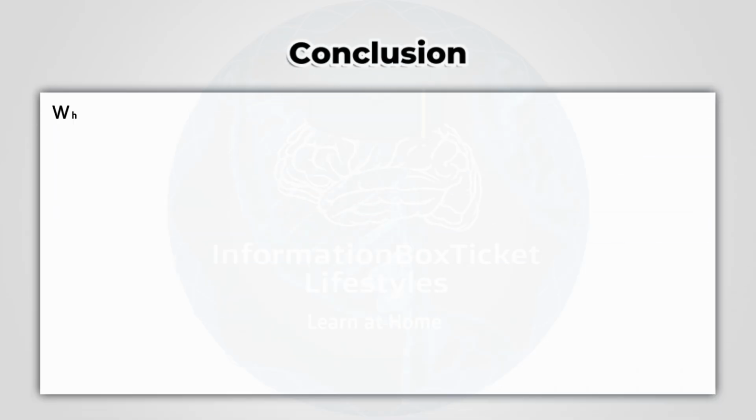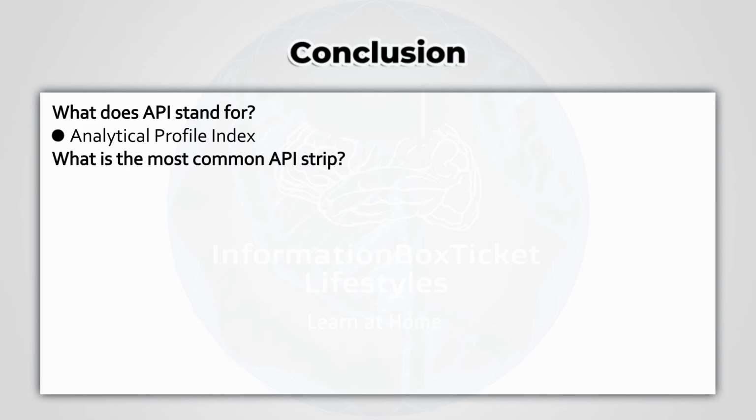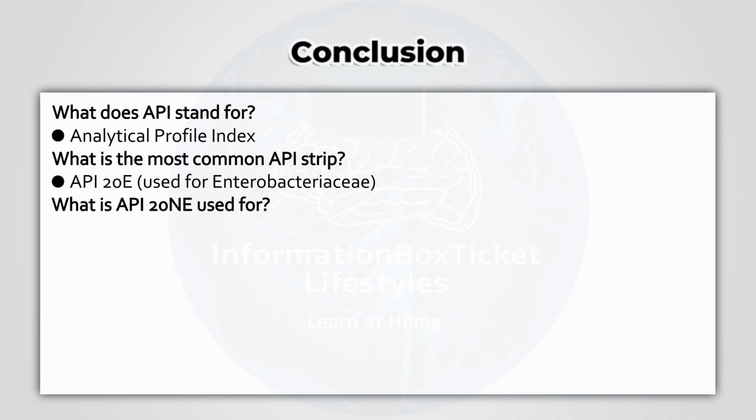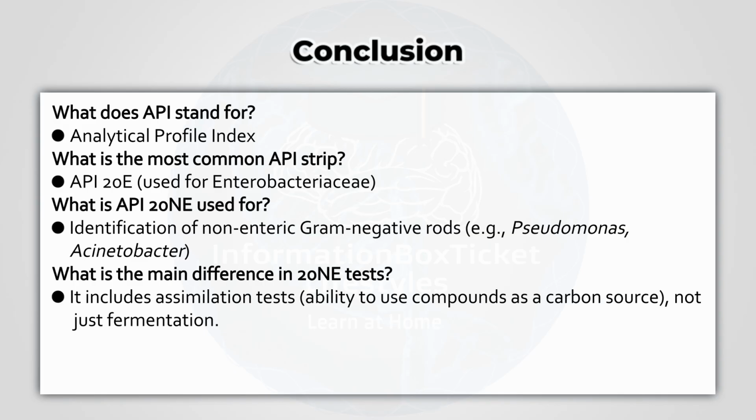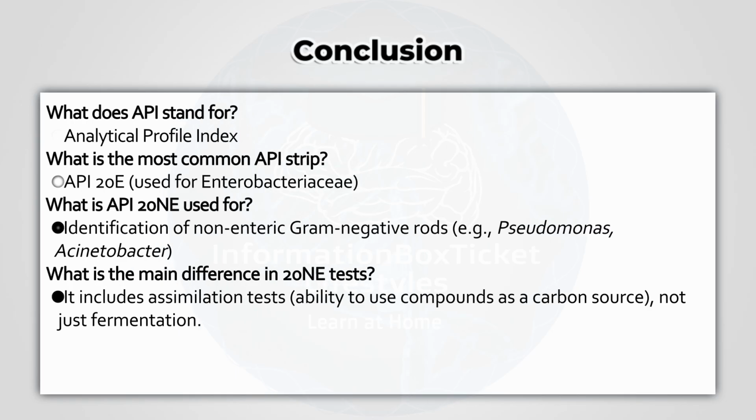Conclusion. 1. What does API stand for? Analytical Profile Index. 2. What is the most common API strip? API 20E, used for Enterobacteriaceae. 3. What is API 20NE used for? Identification of non-enteric gram-negative rods, e.g., Pseudomonas, Acinetobacter. 4. What is the main difference in 20NE tests? It includes assimilation tests, the ability to use compounds as a carbon source, not just fermentation.